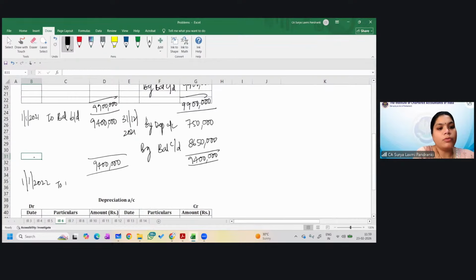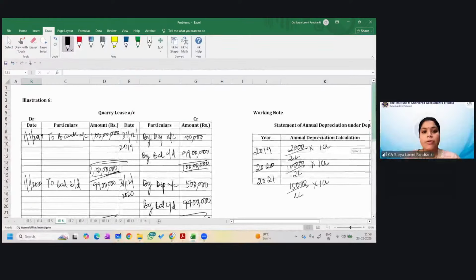Then on 1/1/2022, to balance brought down 86,50,000. We don't have the next year depreciation. We are stopping here, right? We are asked only to calculate till 2021, so we have done it. So this quarry lease account is done.